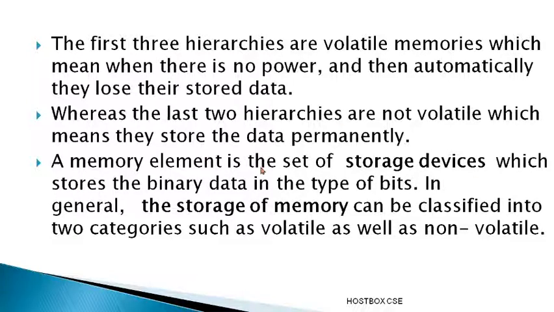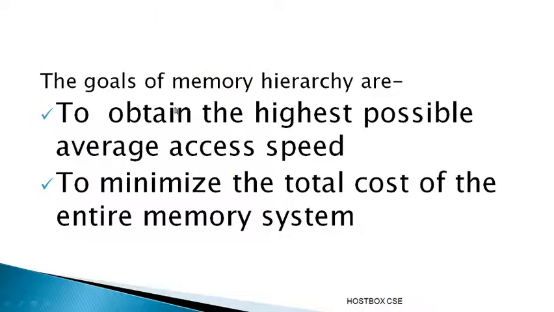A memory element is a set of storage devices which store binary data in the form of bits. In general, memory storage can be classified into 2 categories: volatile and non-volatile. In the last class I also explained the meaning of volatile and non-volatile, the difference between RAM and ROM, and between ROM and PROM also. Now the next thing is, what are the goals or objectives of memory hierarchy?